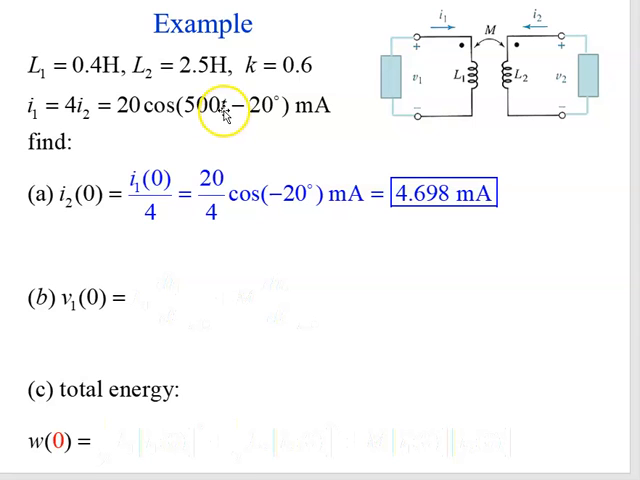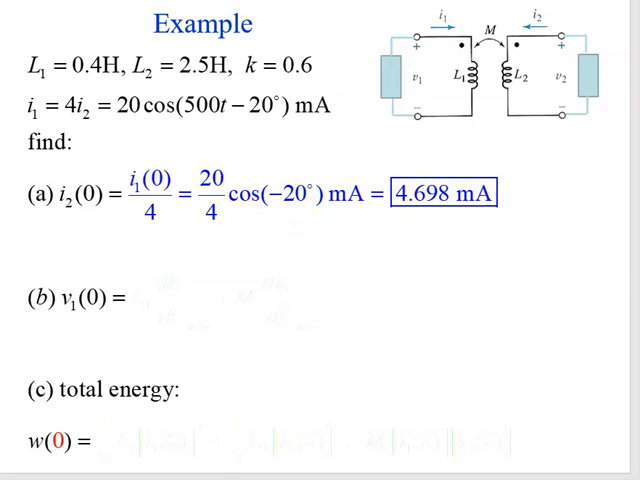And then we can easily enough calculate I2 since it's given to us. All we have to do is plug in t equal to 0. So when we plug in t equal to 0, we end up with just our cosine of negative 20 degrees. I1 is 4 times I2, so it's I1 divided by 4, or 20 divided by 4 cosine of negative 20 degrees milliamps. And so we can calculate that to be 4.698 milliamps to 4 significant figures. Make sure you can calculate that, and remember that we have to put our calculator in degree mode even though this is 500 radians per second. Since we're plugging in t equal to 0, there's no reason not to just keep our calculator in degree mode.